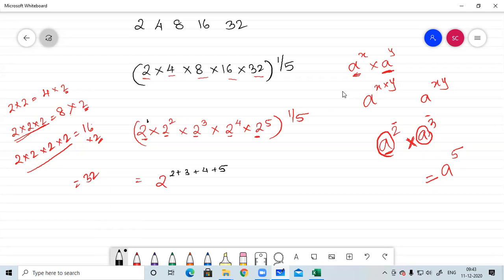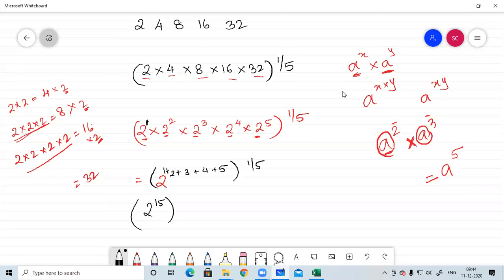14, sir. 15, 15. This is 2 raised to 1. You'll have to take that also. See again, children. This is 2 raised to 1. So that one also has to be added. So that will be 1 plus 2 plus 3 plus 4 plus 5. So you will get 2 raised to 15. Okay.